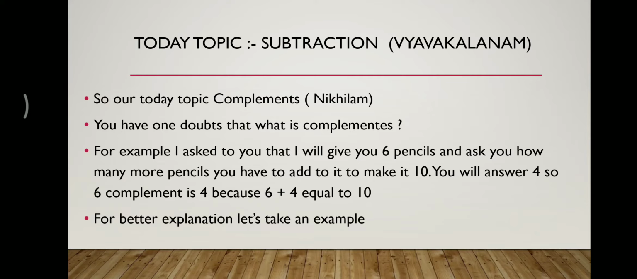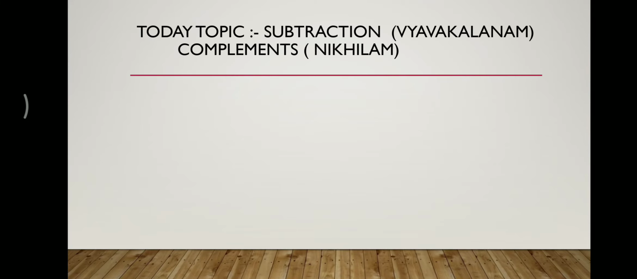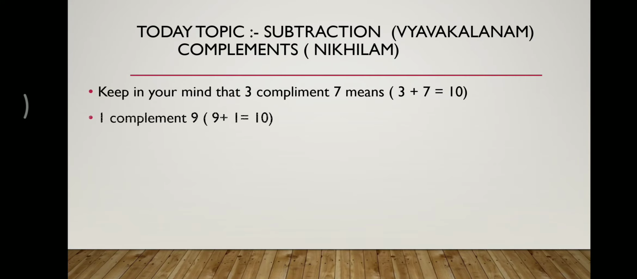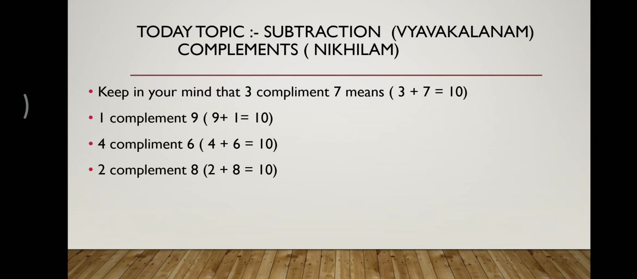Now for better understanding, we will take some examples of complements. Keep in mind that the complement of 3 is 7, meaning 3 plus 7 is equal to 10. Taking another example, the complement of 1 is 9, then we can say that 1 plus 9 is equal to 10. Another example, the complement of 4 is 6, 4 plus 6 is equal to 10. The complement of 2 is 8, 2 plus 8 equals 10. Taking another example, the complement of 5 is 5, which gives 10.